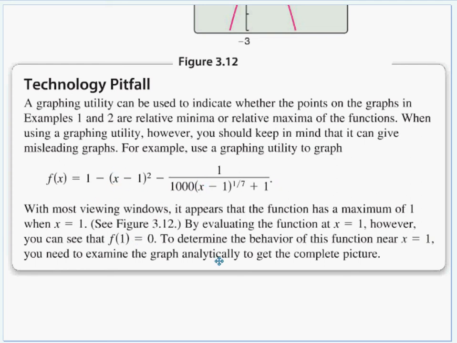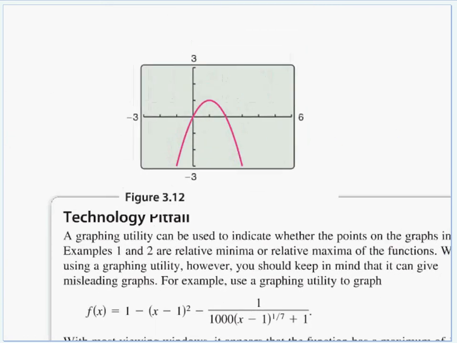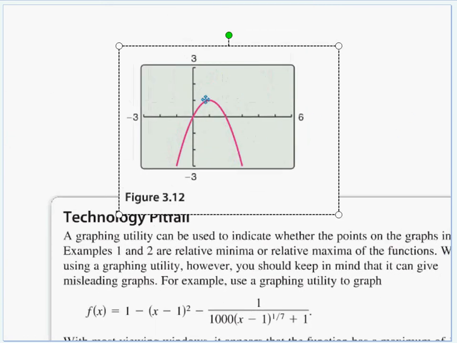So to determine the behavior near that x value, you would need to examine the graph analytically to get the complete picture. So again, you're not going to be able to see this on a calculator. Imagine 1 pixel is taken away from that peak and dropped down to 0. So again, be extra cautious when using those TI-89s or other graphing utilities. They're not perfect.